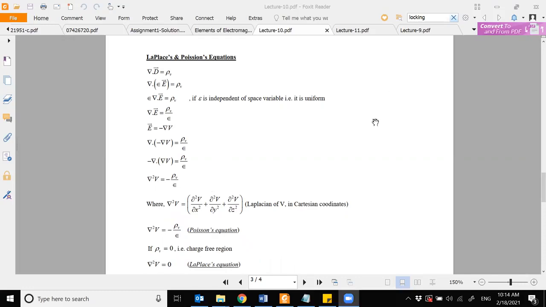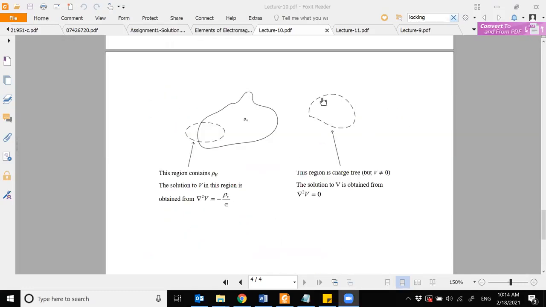if you want to solve Poisson's equation in this region, which does not have any charge, then it will be del square V is equal to 0, which is the Laplace equation. But in this small region, suppose there are some charges, rho v, and you want to solve for the potential in this region, then you have to use Poisson's equation, because in this region your rho v is not 0. You have some rho v here.